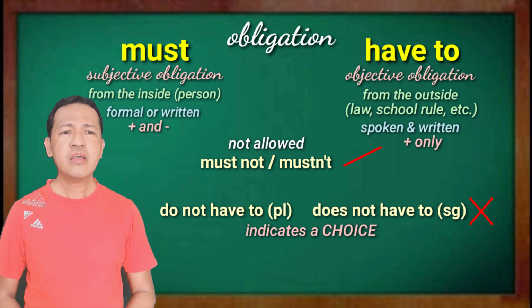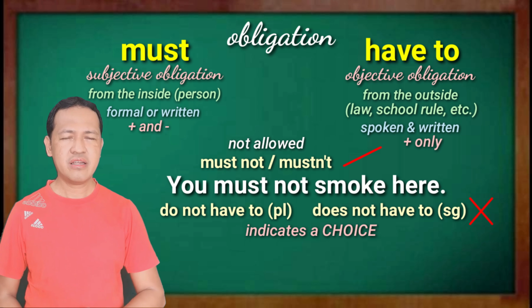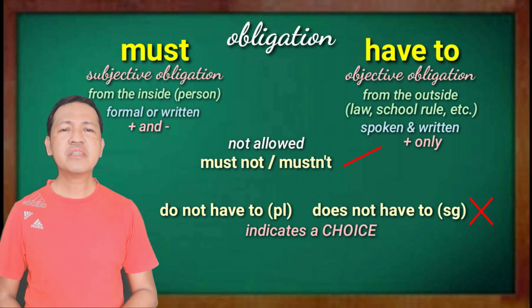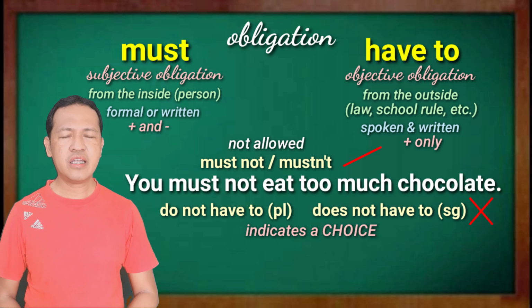For example, if you are in a conference room and there's a sign, you must not smoke here. It's necessary that you must not smoke in the conference room. Smoking is not allowed in the conference room because it's harmful to a person's health. You must not eat too much chocolate. It's a bad idea to eat too much chocolate. It will make you sick.